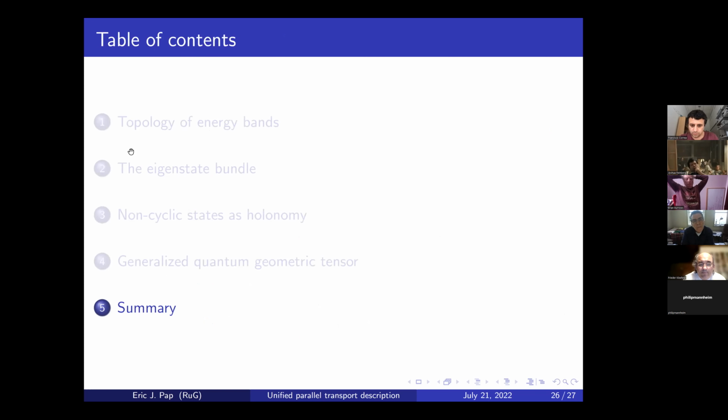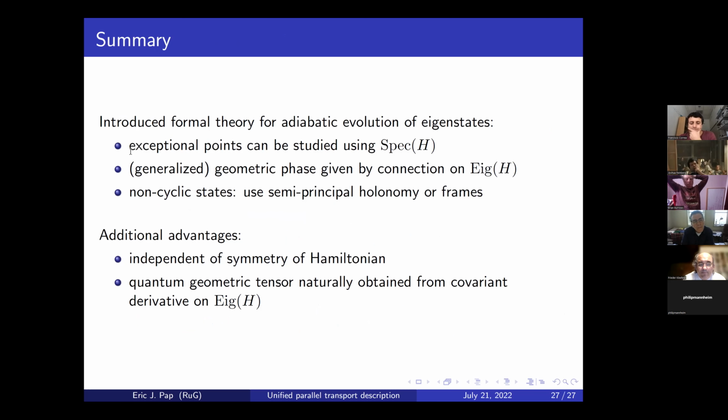so far. So the main point was to find this formal single bundle approach to adiabatic evolution of eigenstates. And for this, we found various parts of it, splitting the different physical effects you want to study. So if you're interested in exceptional points and how energies change, well, you can just study the energy bands, which we found to be a covering space. The generalized geometric phase naturally corresponds to the connection we found on Eik. And this works for cyclic states, but also for non-cyclic states. And for these, you really need to use the semi-principal theory, or you can use this frame approach.